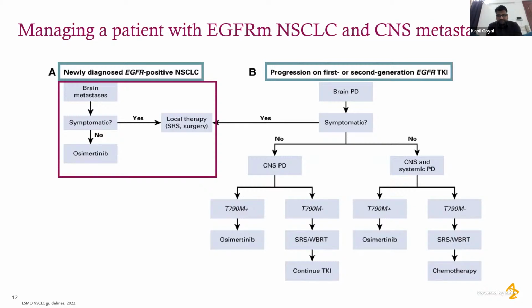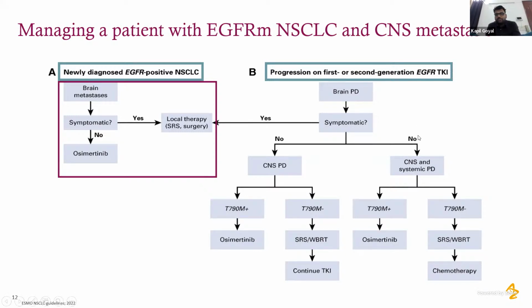If it is not symptomatic and we have only CNS PD, then we send for a T790M mutation study. If it's positive, we switch to osimertinib. If it's negative, then we go for local therapy and continue the TKI. If it is not symptomatic and CNS and systemic PD both happen, then we test for T790M mutation. If it is positive, we switch to osimertinib. But if it is negative, we go for local therapy and then give chemotherapy.